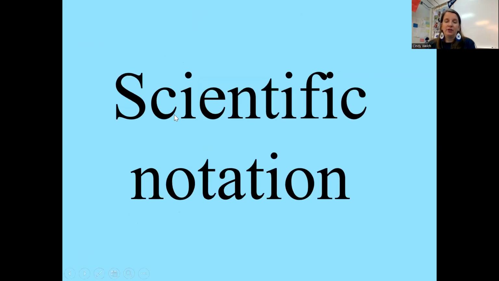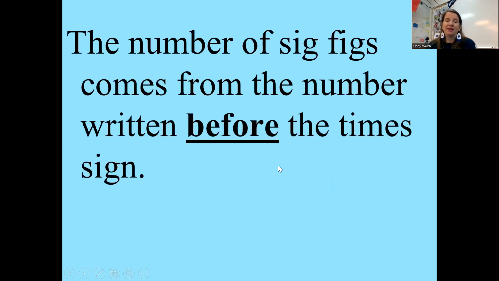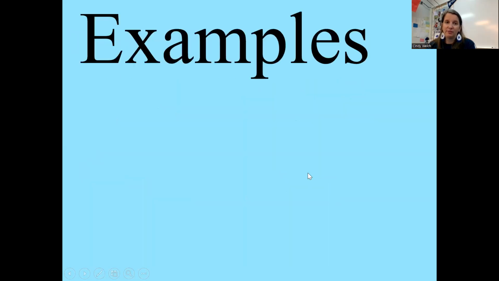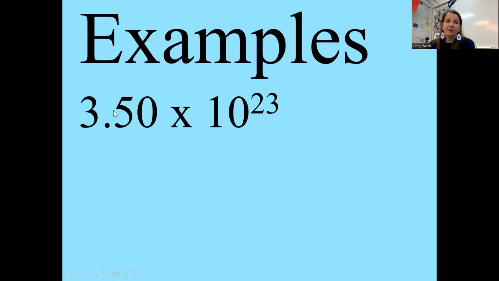Next, we are going to go into scientific notation. This is how we record numbers that are very large or very small. Remember though, when you put numbers in scientific notation, you want to maintain the correct amount of sig figs. So the sig figs are only the numbers that are before the times sign. Okay, the times 10 to the power doesn't change the amount of sig figs. So here when we have 3.50 times 10 to the 23rd, that means we have 3 significant figures because we're looking in front of the times.